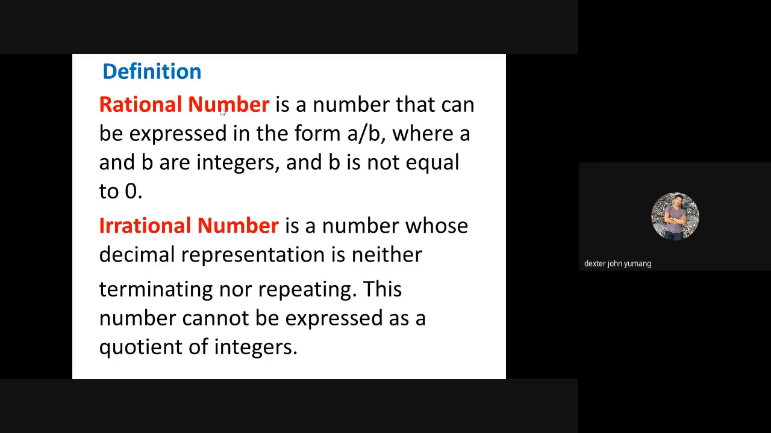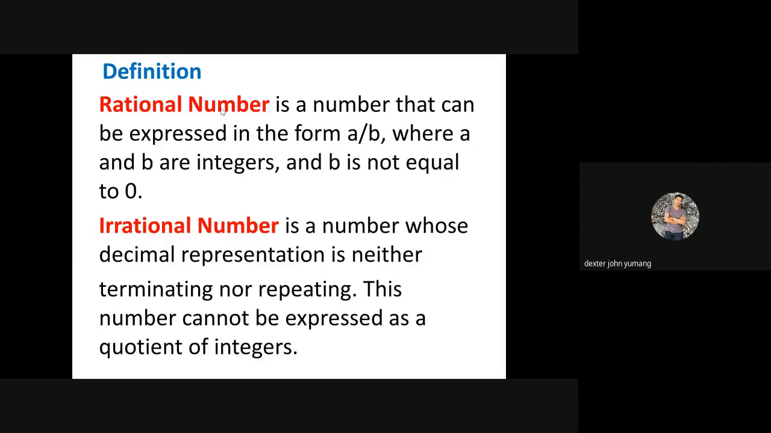Ganun po siya. So, next, irrational number is a number whose decimal representation is neither terminating nor repeating. This number cannot be expressed as a quotient of integers. When you say irrational number, ito yung mga numbers na maraming decimal na walang katapusan. Example, 2.53, 66, 77, 25, 24, hindi mo na malaman kung hanggang saan siya matapos. Ang tawag po dyan, irrational number.